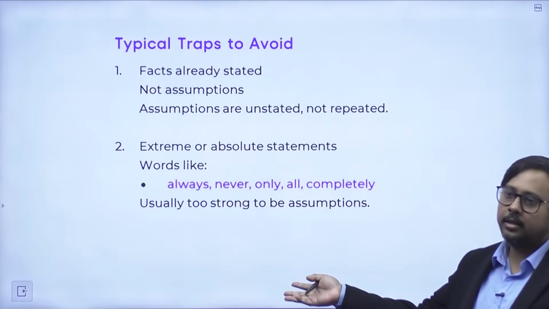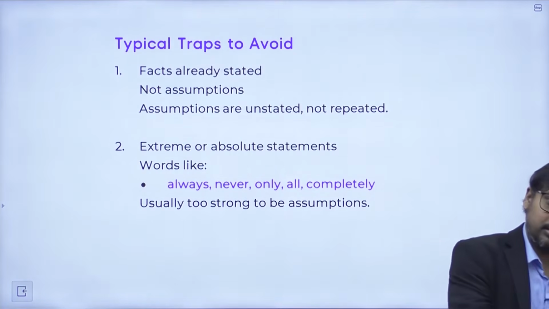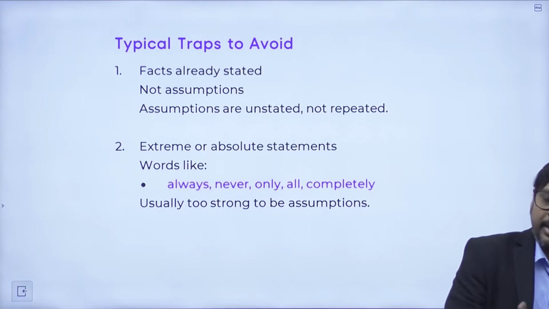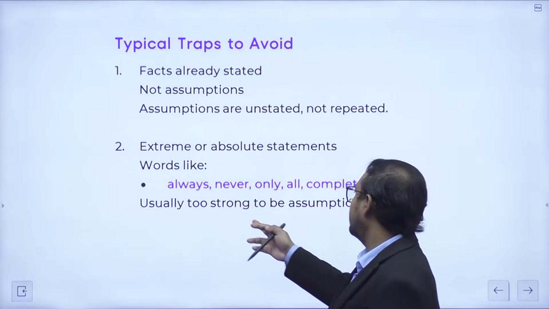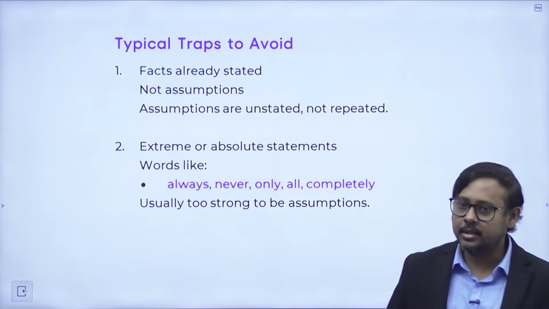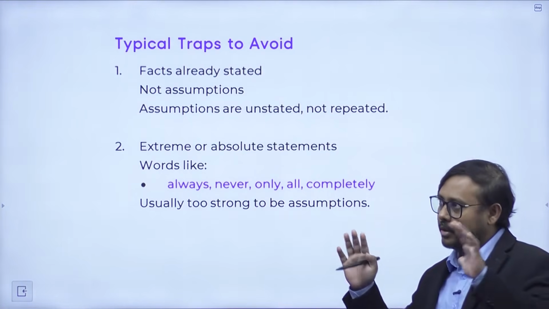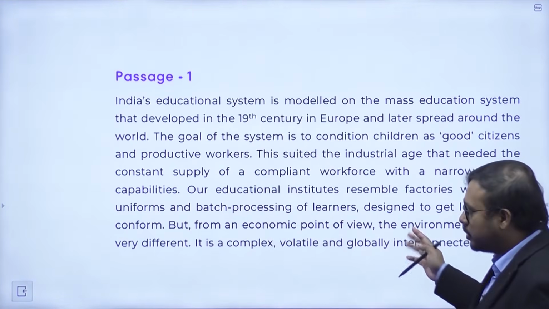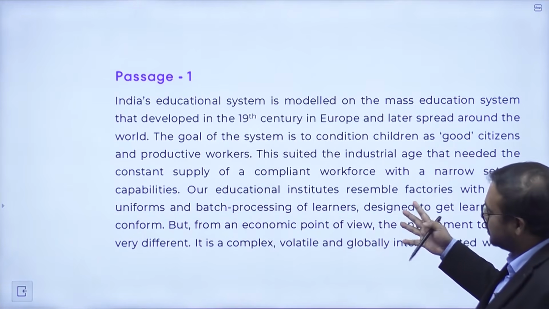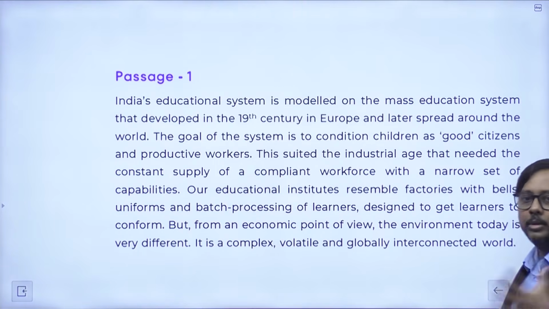What are the traps to avoid? Facts which are already stated in the passage. These are not assumptions, because an assumption is what comes before the passage. Extreme absolute statements: always, never, only, all, completely. These are incorrect because an assumption comes from a very broad overview. So let's first practice with one or two options, and then you will be solving it.